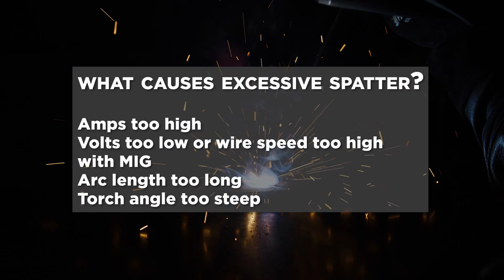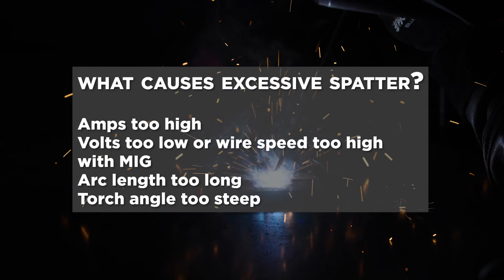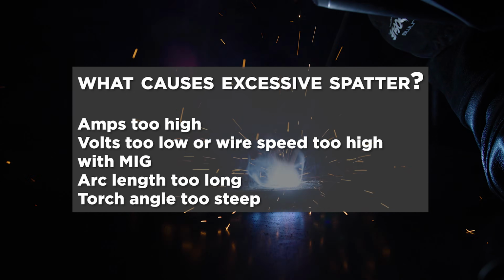What causes it? The amps are too high, the volts are too low, or the wire speed is too high when welding MIG. The arc length is too long. Your work angle, torch position in relation to the joint, is too steep.